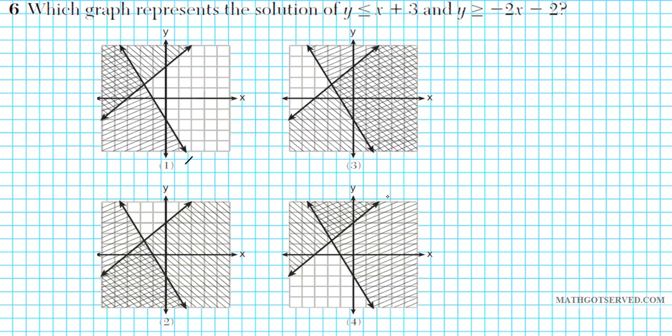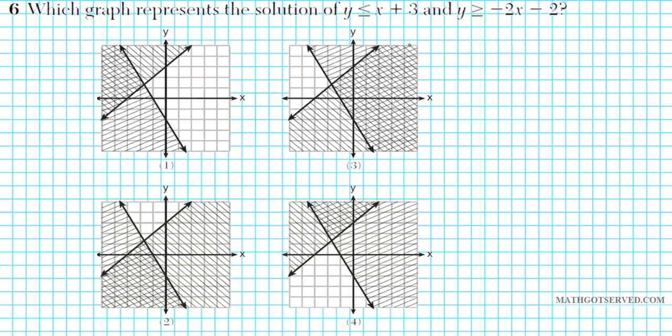It reads, which graph represents the solution of y less than or equal to x plus 3 and y greater than or equal to negative 2x minus 2? Now, if you closely examine the options that we have, which is a good practice when taking multiple choice exams, you notice that the lines are identical. The only difference in the four options we have is the direction of the shading.